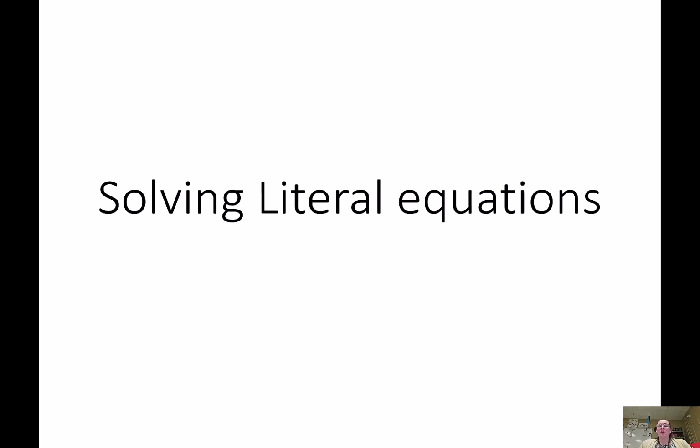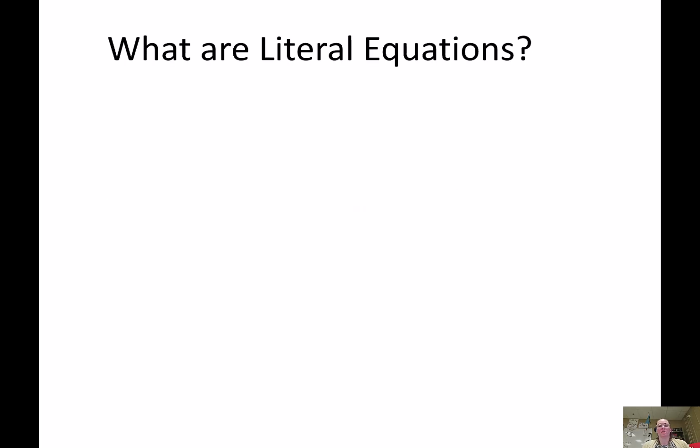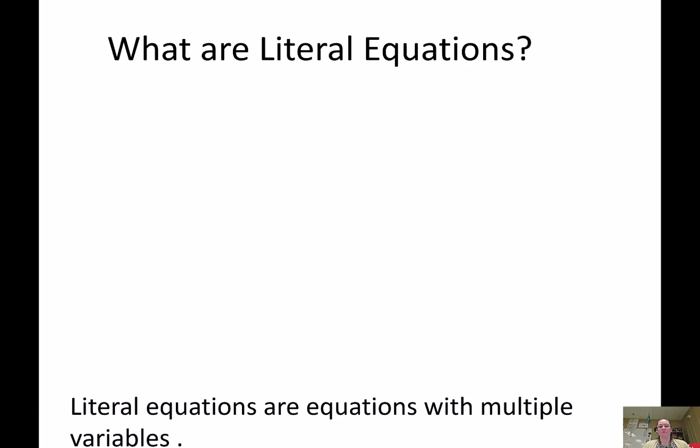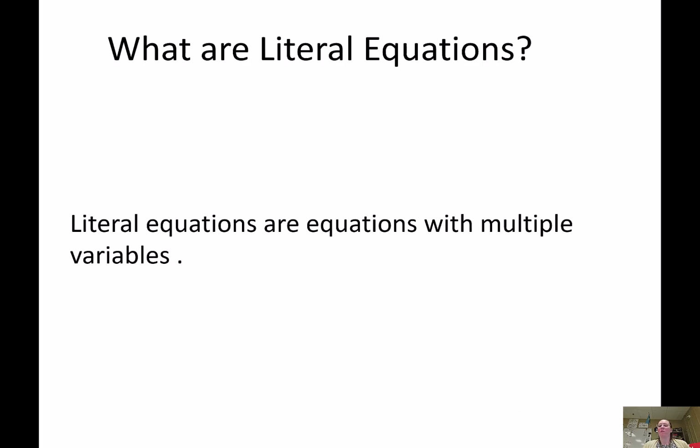Alright, welcome back. We are going to talk about solving literal equations today. Now, just a reminder from our last discussion, literal equations are equations that have multiple variables. So these don't have just an x or just a y. These have multiple variables, like x and y, or multiple letters.